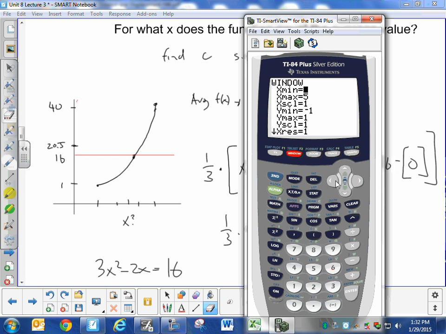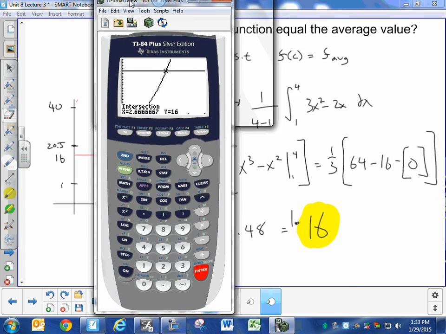Probably change my window to be between 1 and 4, and probably my y's need to go up to like 20 so I can see it. I screwed that up. Window from 0 to 5, y from 1 to 20. There it is. I think it might be between 2 and 3. Second, calculate the intersect. Enter, enter, enter. We're pretty close. 2 and 2/3. There you go. Between 2 and 3. Shocking.